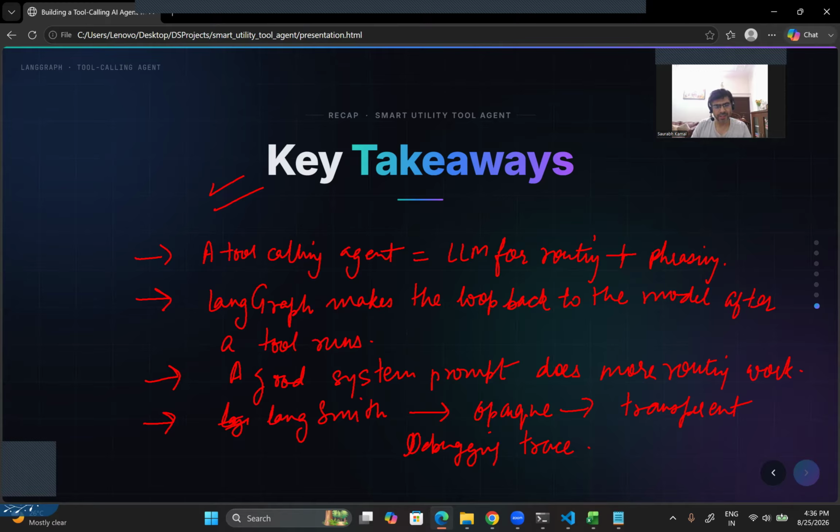So in the next session, I'll discuss something very interesting. Perhaps I would be coming with another agent, as I've discussed two agents now. One is this one, the smart utility tool agent, and another one was the ReAct agent, the reasoning, acting, observing one, doing a lot of stuff. I want you to go through that video if you have time.